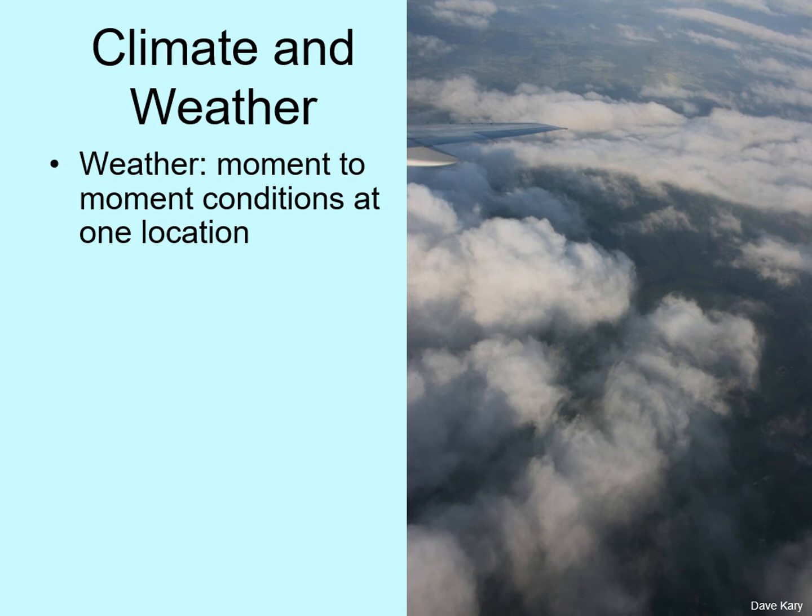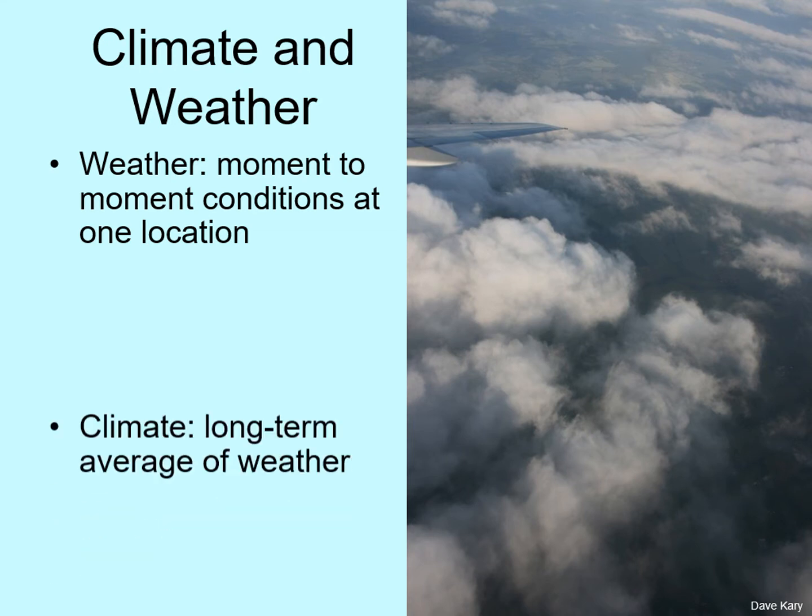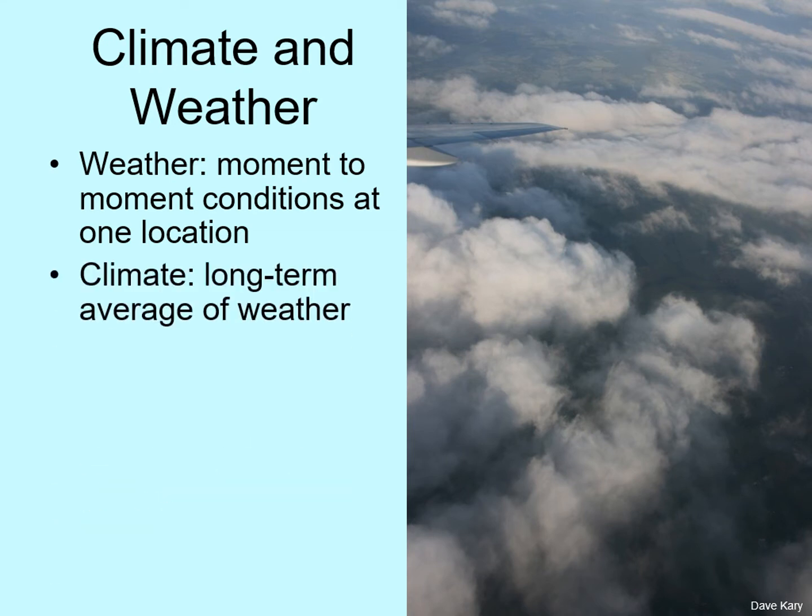Weather is a description of the moment-to-moment conditions at a given location on a world. On the other hand, climate is a long-term average of these conditions. Planetary climate and weather can be a hugely complex topic, so we're only going to look at a few of the broad processes that are important here.